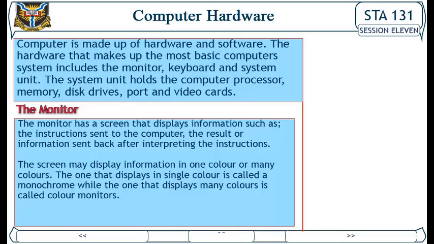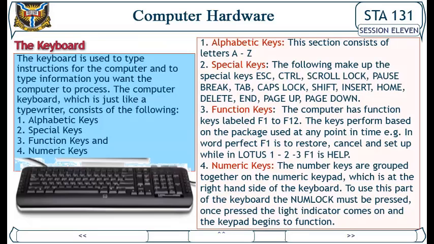The monitor. The monitor has a screen that displays information such as the instructions sent to the computer, the result, or information sent back after interpreting the instructions. The screen may display information in one color or many colors. The one that displays in single color is called a monochrome, while the one that displays many colors is called color monitors.